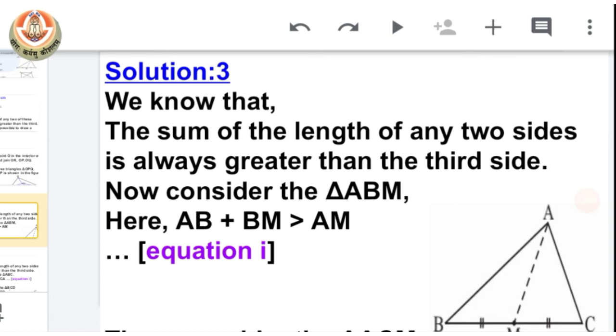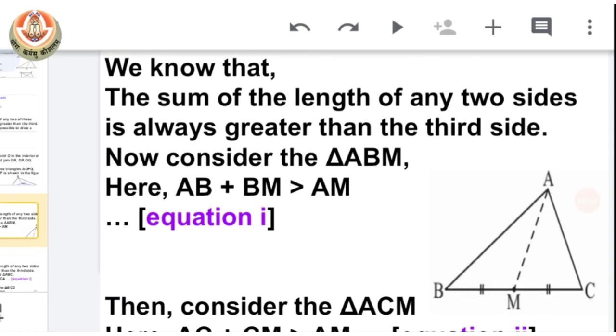First, we will take the 2 triangles which we get because of the median AM. One triangle is ABM and the second one is BMC. We know that the sum of the lengths of any two sides is always greater than the third side. So in the case of triangle ABM, we can say that AB plus BM is greater than AM.